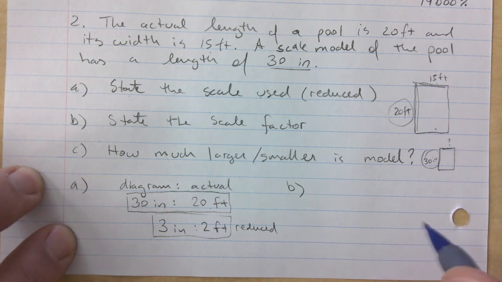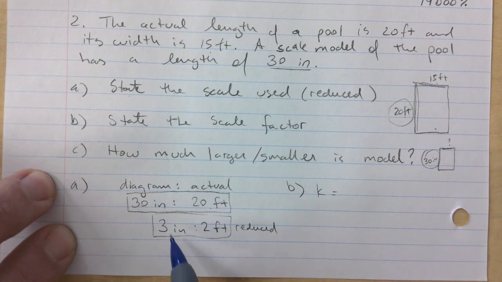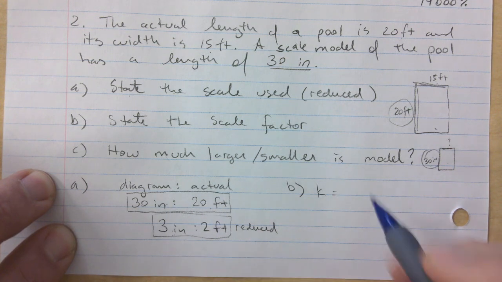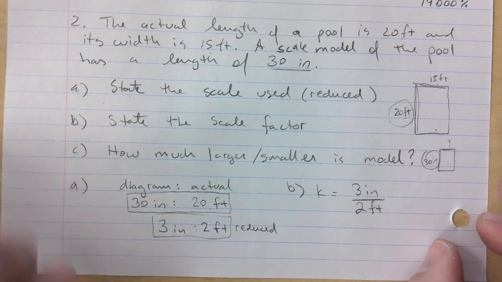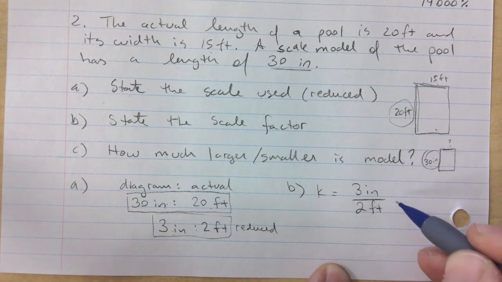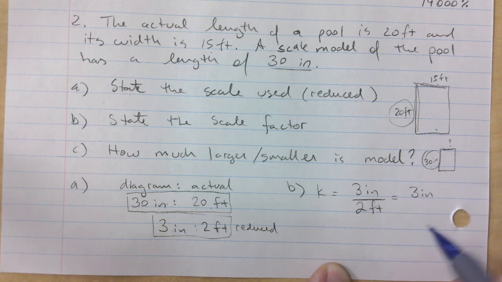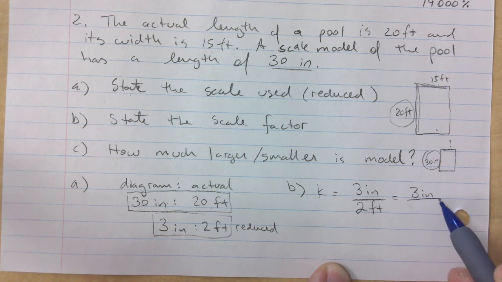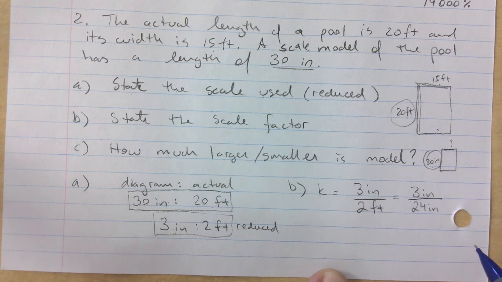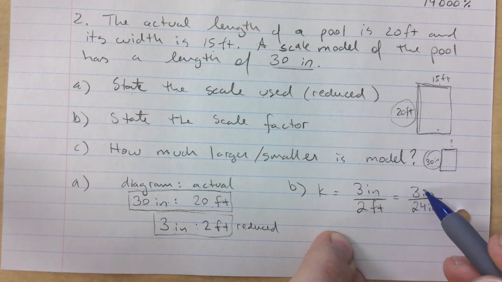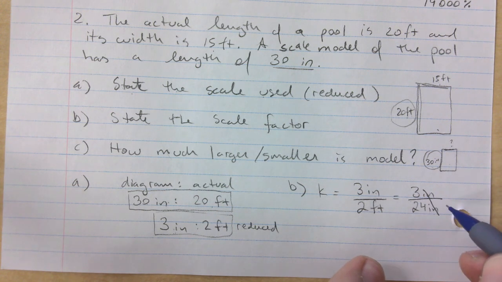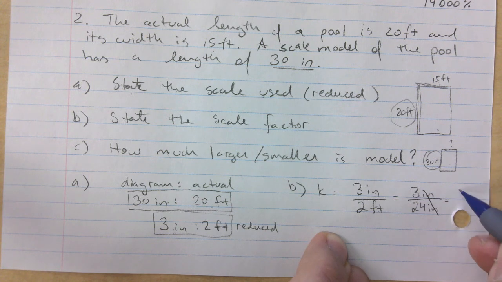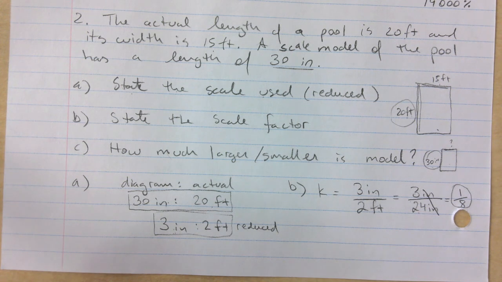B, state the scale factor. You can use either one of those. I'm going to use the 3 inches over 2 feet. Okay. We can't have different units, so we're just going to go 3 inches over 2 feet, which I'm sure you can all figure out is 24 inches, right? It's just 2 times 12. You cancel out the inches like that, and you have 3 over 24, which can be further reduced to, right? The 3 goes in there 1 time, goes in there 8 times. So this would be the reduced version of that scale factor. Okay.